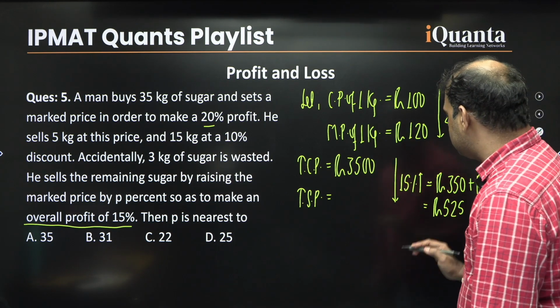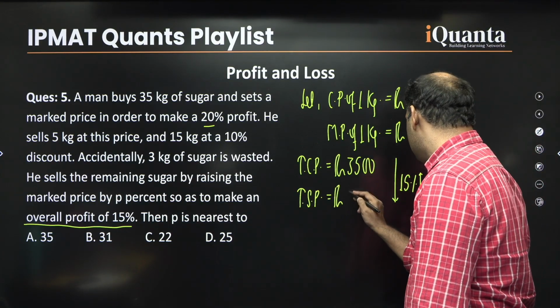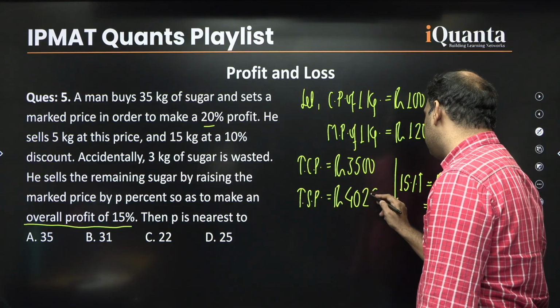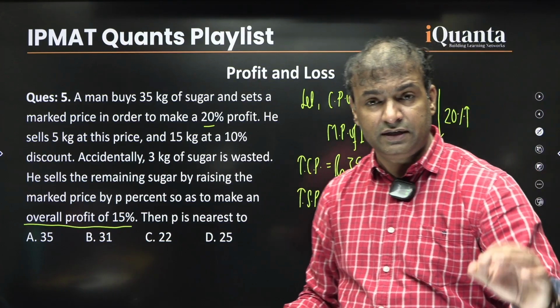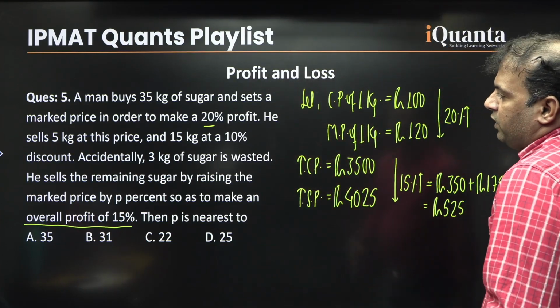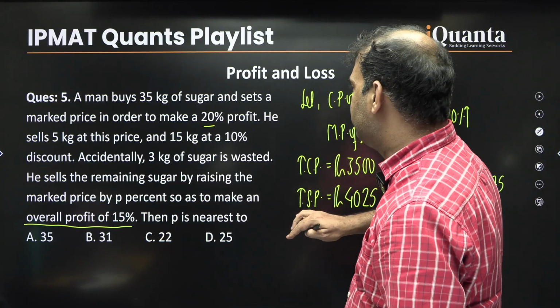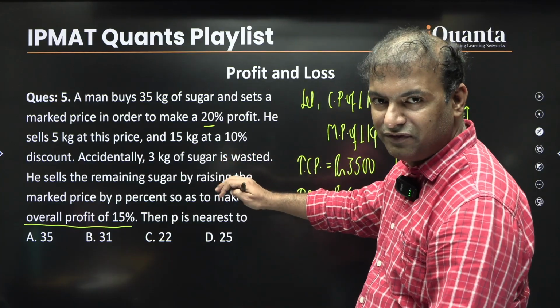So what should be the total selling price? 3500 plus 525, which should be rupees 4025. So his total selling price must be 4025 rupees, number one thing. Now let's see how he sells the different amounts of the sugar.